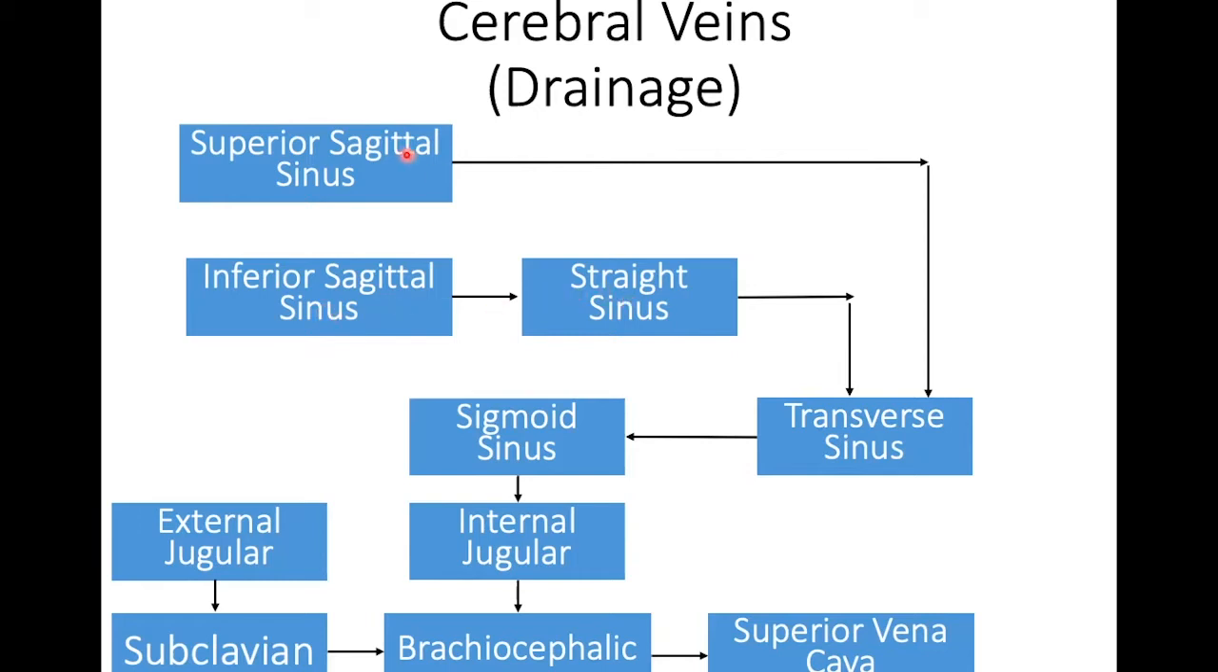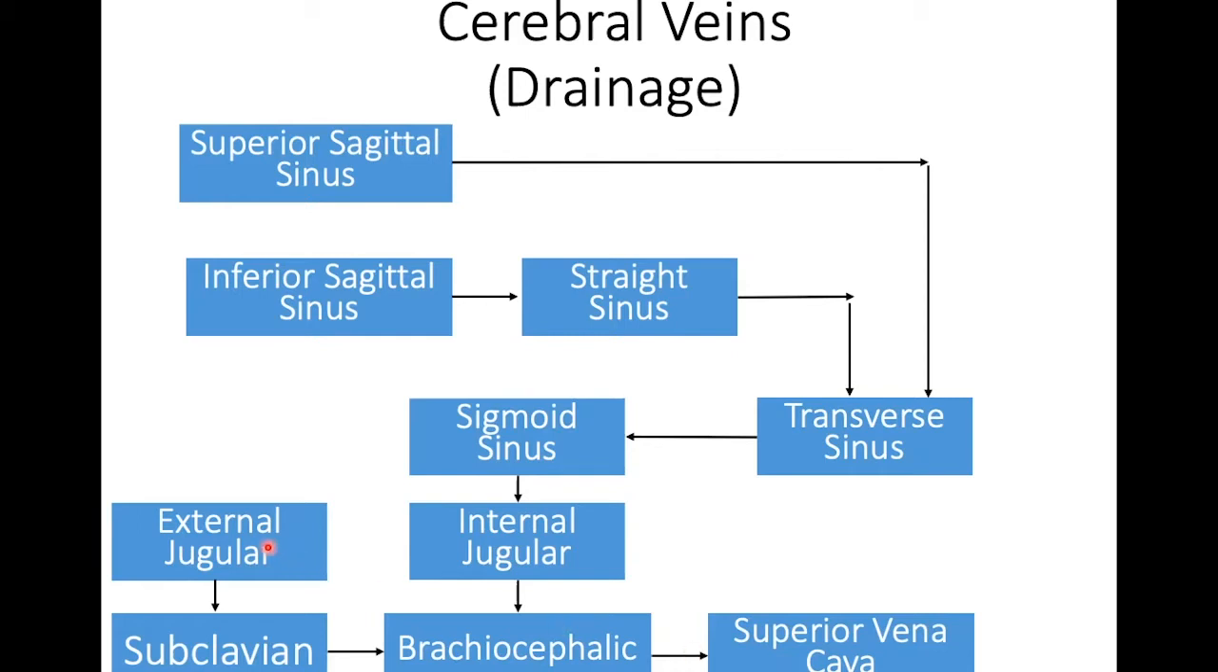The superior sagittal sinus, as well as the straight sinus, both drain into the transverse sinuses. Okay, so remember you have two of these. So now we are splitting into left and right sides. So the transverse sinuses ultimately drain into the sigmoid, which drains into the internal jugular, draining into the brachiocephalic, back to the superior vena cava.